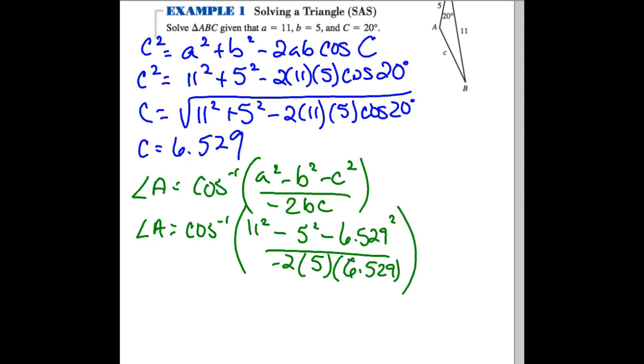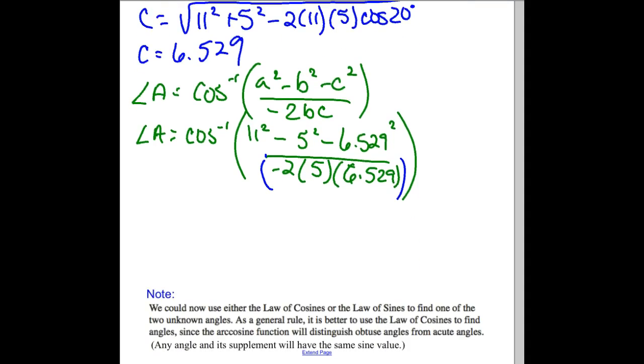Okay, now, how are we going to type that in our calculator? Most students make mistakes because they type in 11 squared minus 5 squared minus 6.529 squared divided by negative 2 times 5 times 6.529. You have to divide by this whole thing on the bottom. Okay, so you're going to need an extra set of parentheses there unless you do that multiplication first and know what the number is. Okay, so use your calculators, go ahead and try it.